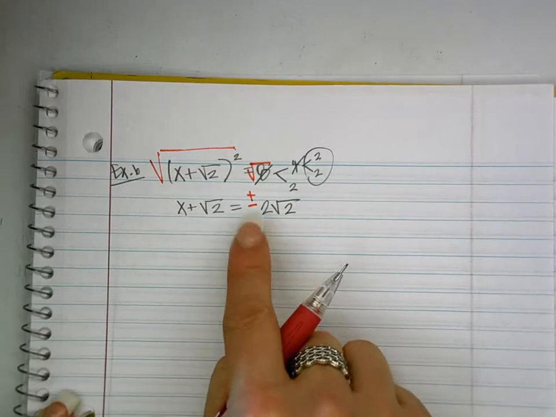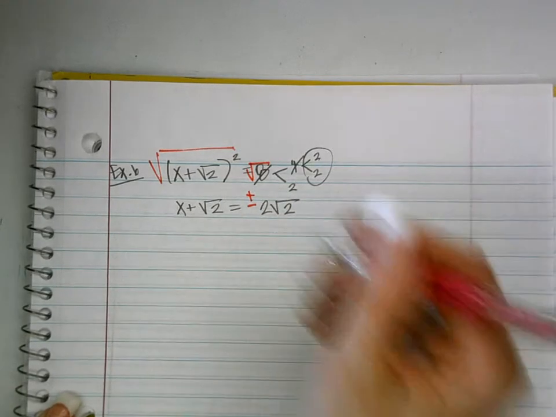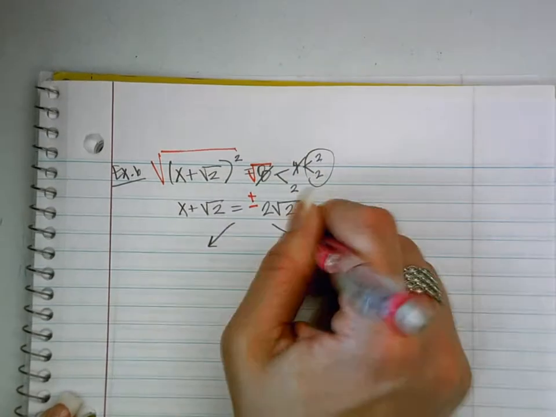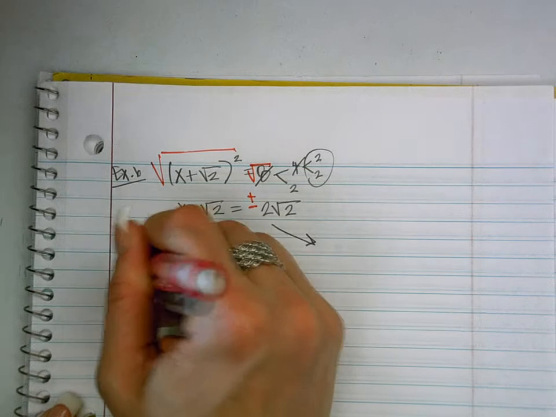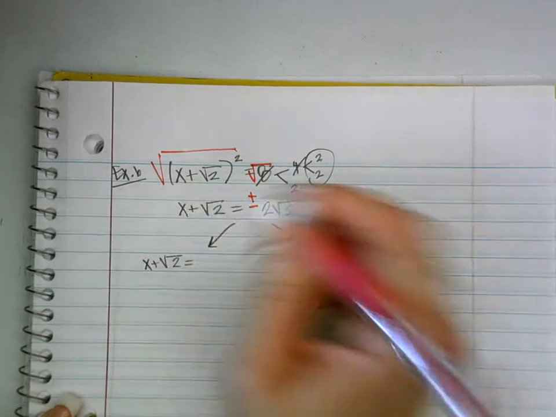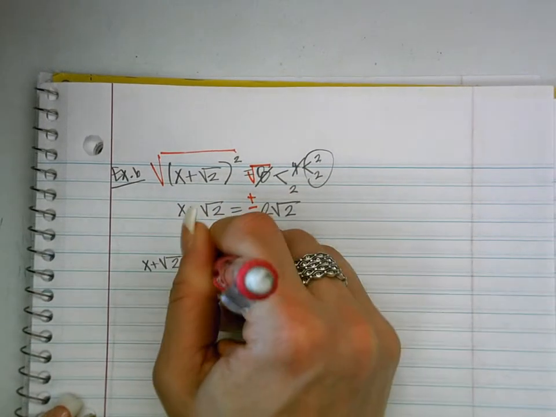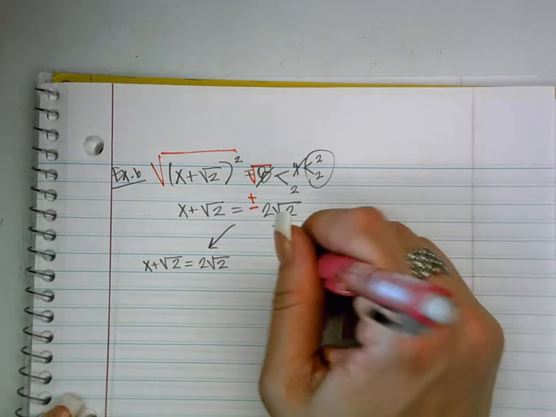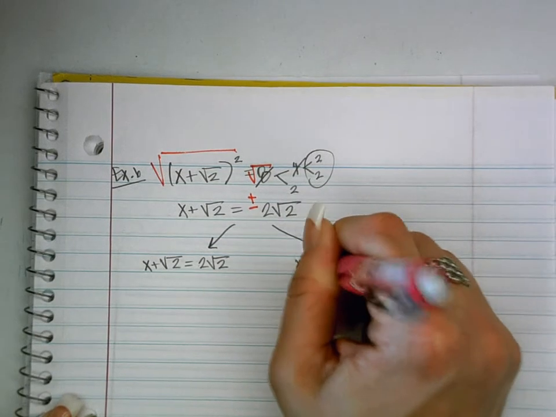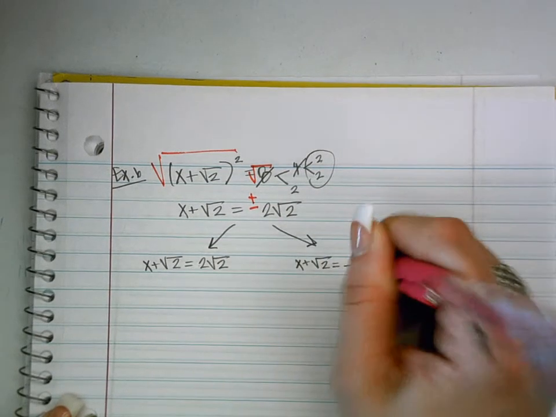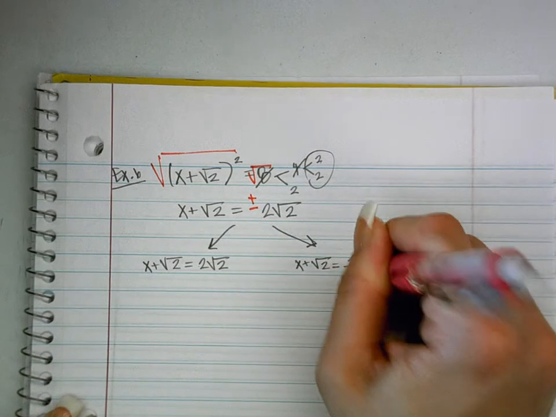Then, since this is plus and minus, you have to set up 2 different equations. One with the positive, one with the negative. So x plus √2 equals the positive 2 √2. And you can write the plus sign in front if you want to. And x plus √2 equals a negative √2. Negative 2 √2, sorry. I almost forgot a number.